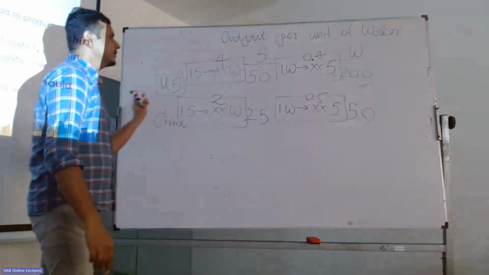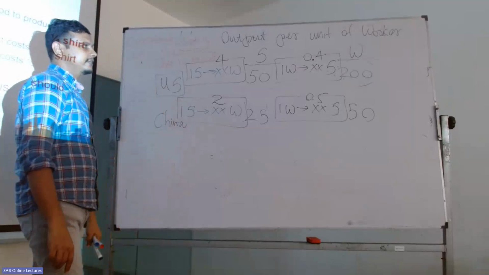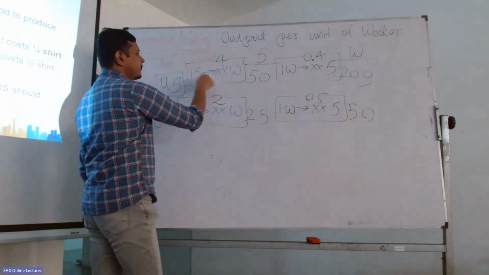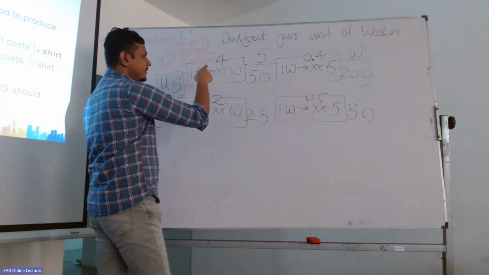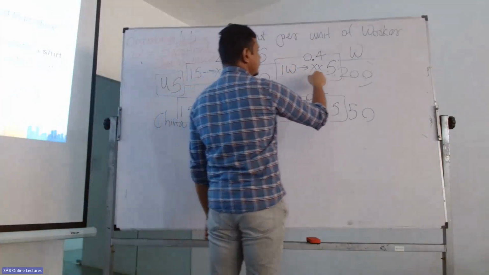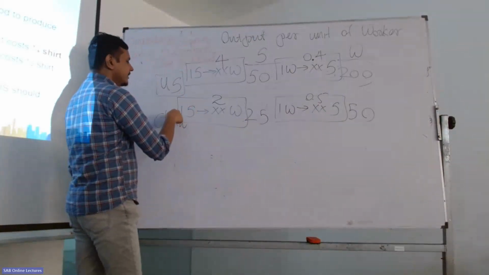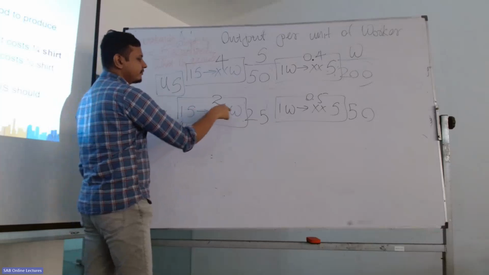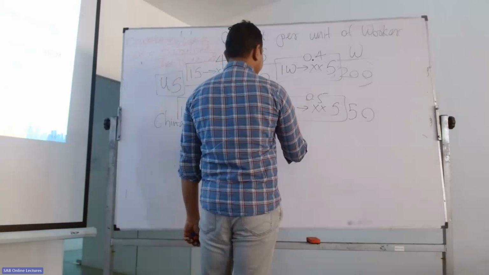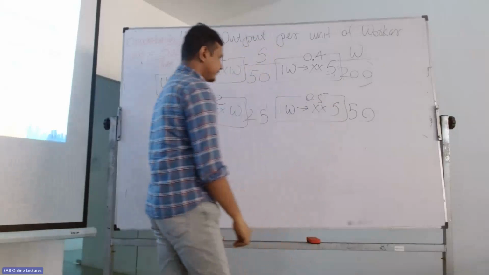So now we know the opportunity costs of each product in the two countries. The opportunity cost of producing 1 shirt in the US is 4 bushels of wheat. The opportunity cost of producing 1 bushel of wheat in the US is 0.4 units of shirt. The opportunity cost of producing 1 shirt in China is 2 bushels of wheat. The opportunity cost of producing 1 bushel of wheat in China is 0.5 units of shirt.